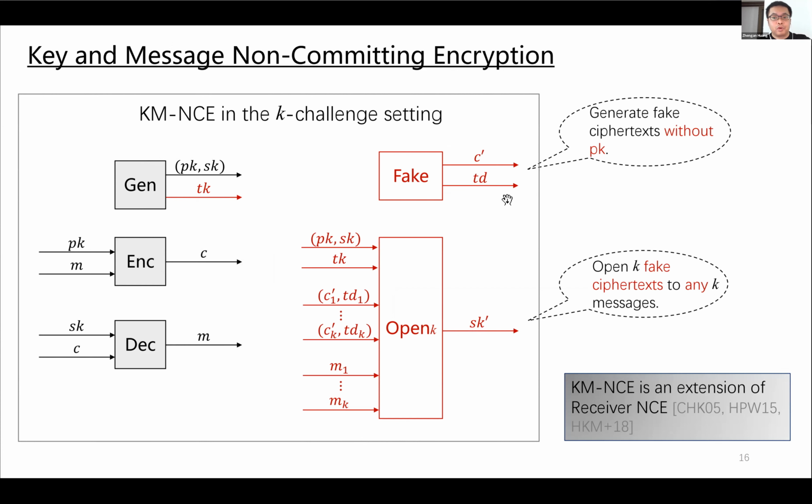The fake algorithm, without taking any public key as input, outputs a fake ciphertext and its corresponding trapdoor. The open algorithm takes a public key, a secret key, a trapdoor key, and K fake ciphertexts and their corresponding trapdoors, and K messages as input, and outputs a new secret key. We want to use the open algorithm to open K fake ciphertexts to any K messages. This property will be guaranteed by the following security requirement.